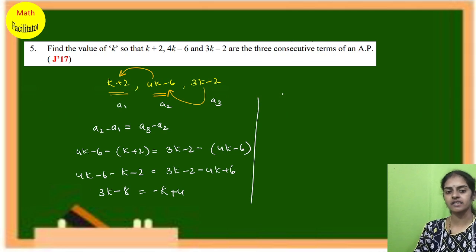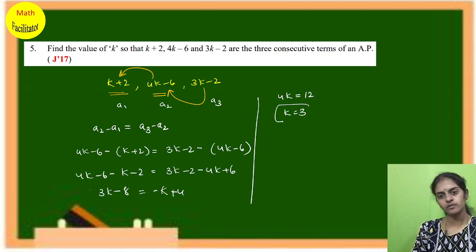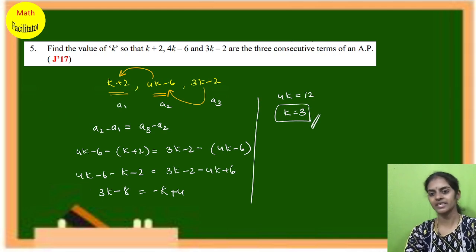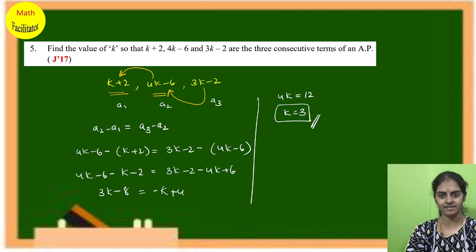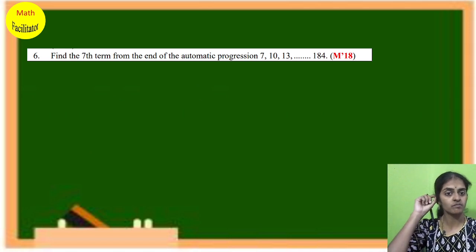Now take all k terms to one side. So 3k plus k is 4k, equals 4 plus 8, which is 12. So k is 12 divided by 4, which is 3. So whenever 3 consecutive terms are given, you can simply use the common difference. Clear, everyone? See the next one.